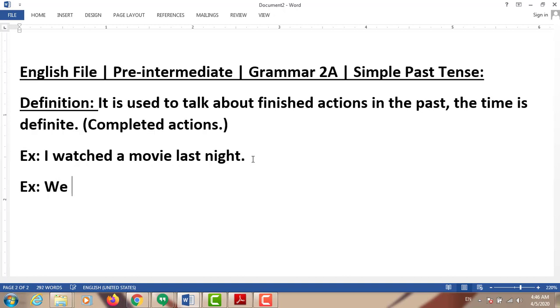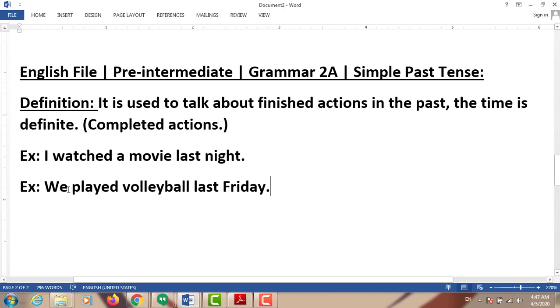Next example. For example, now we are quarantined and we are in our homes. So what I will say: we played volleyball last Friday. We played volleyball last Friday. Now here again, you completely finished playing volleyball and then you stopped, and it was last week. The time is definite and you did this.